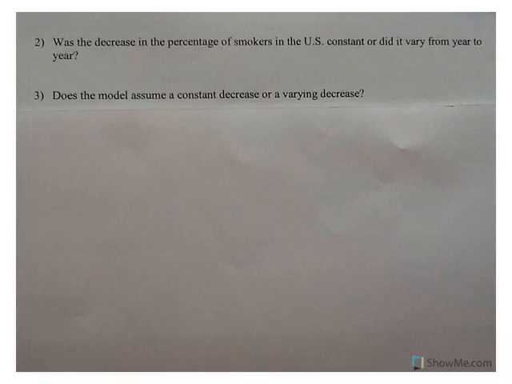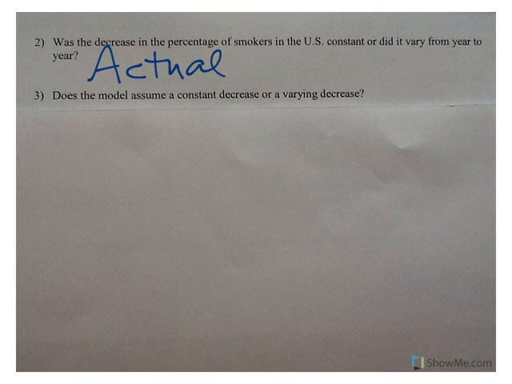Now, we're going to look at questions 2 and 3 kind of together. All right, so question 2, was the decrease in the percentage of smokers in the U.S. constant, or did it vary? So this question is talking about actual decrease. Was it constant or did it vary? And then in the third problem here, does the model assume constant or varying?